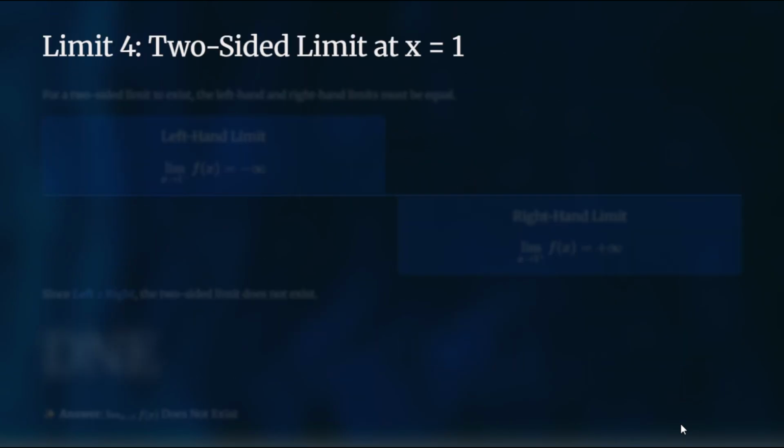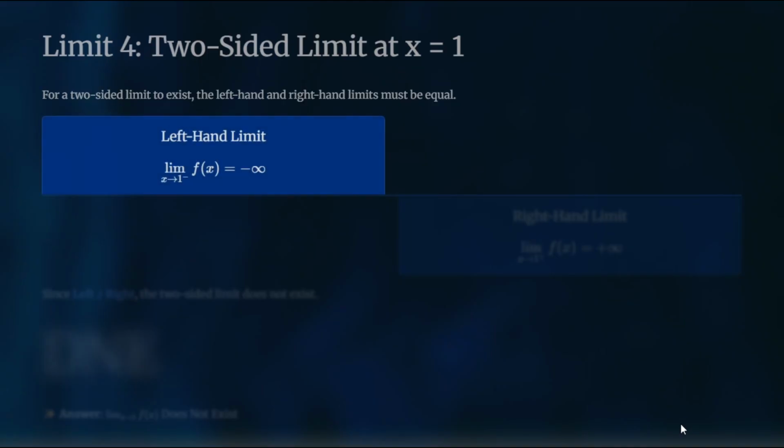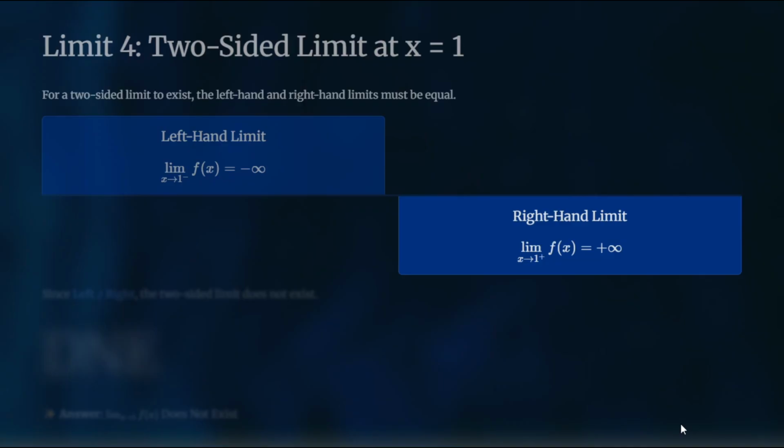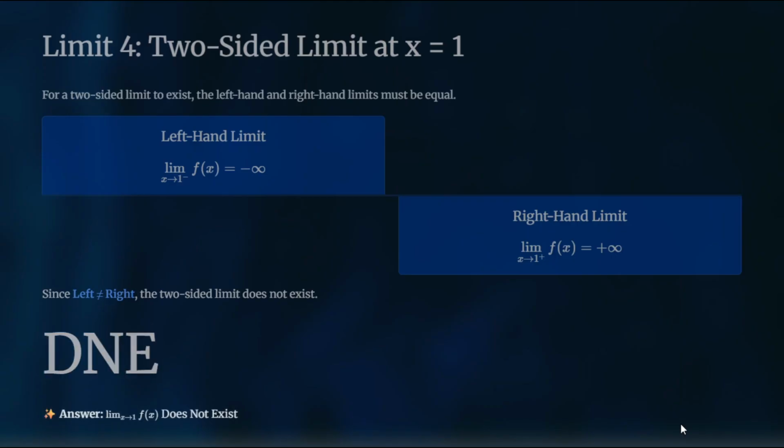In order to find the two-sided limit at x equals 1, the left-hand and the right-hand limit must be equal. In our case, the left-hand limit was negative infinity and the right-hand limit was positive infinity. So since the left-hand limit is not equal to the right-hand limit, the two-sided limit does not exist. So the limit as x approaches 1 of the function f of x does not exist.